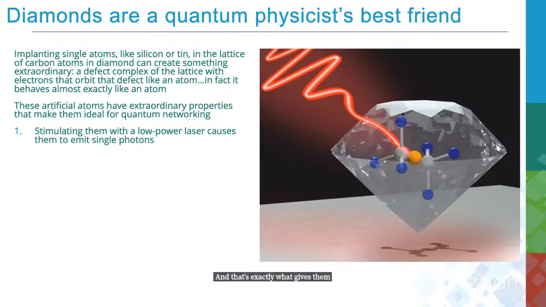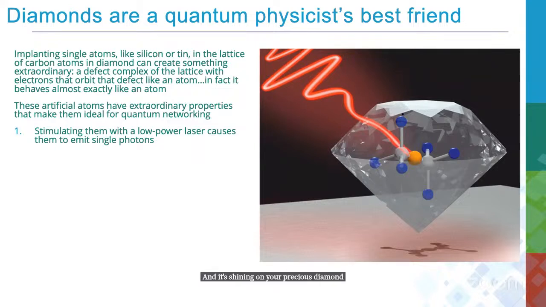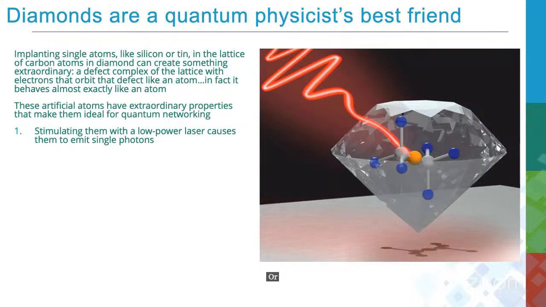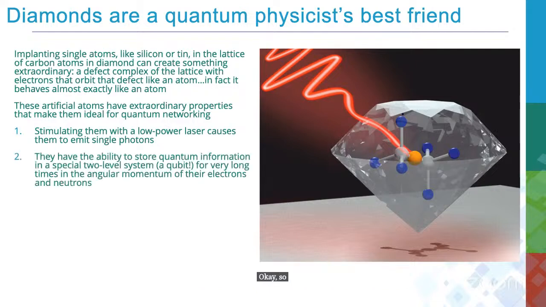So if you have white light in a room and it's shining on your precious diamond ring, and it has a silicon or tin vacancy center somewhere in there, or more than likely many of them, some of the colors of the light in the white light that's illuminating the diamond will excite these things into their excited energy levels, and then when they decay back, they'll emit these red colored photons, and that'll give it sort of a reddish color. Okay, so that's property one.